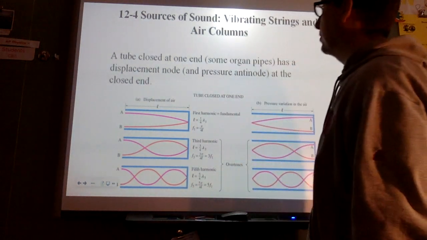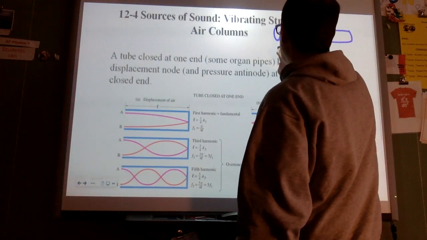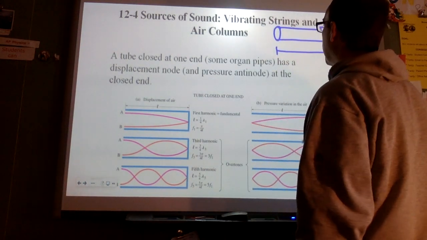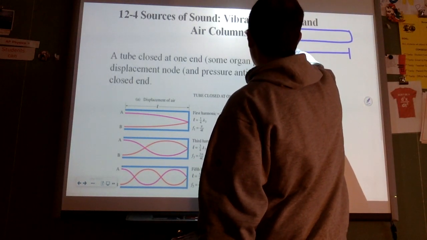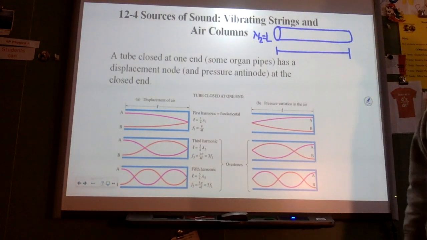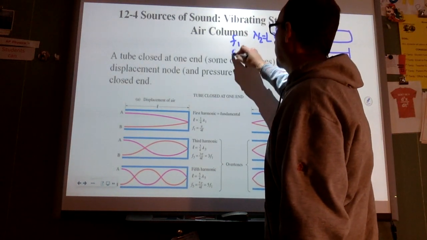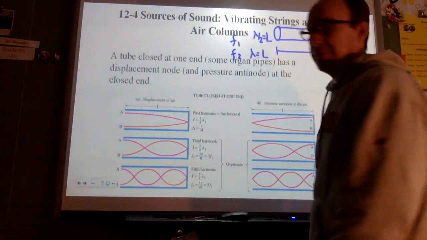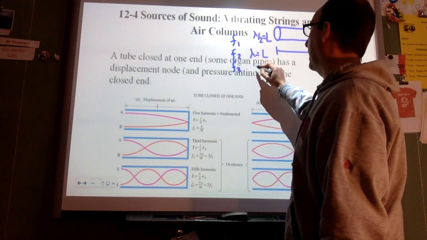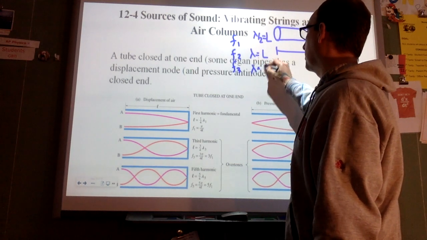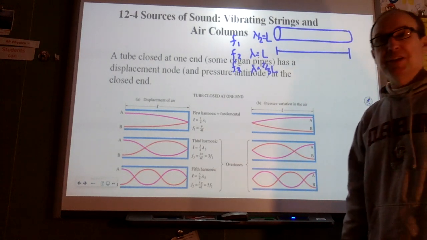So if you remember, tubes that were open at both ends and strings that were fixed at both ends: for the first one, we had half of a wavelength equal to the length for the first harmonic. For the second harmonic, the wavelength was equal to the length. For the third harmonic, the wavelength was equal to 2/3 the length, so you can get 1.5 wavelengths in the whole length. This is going to be a little bit different.